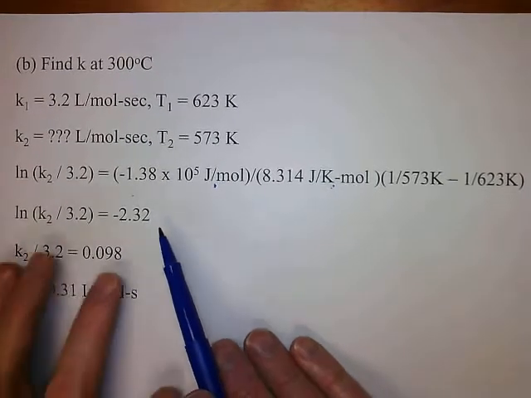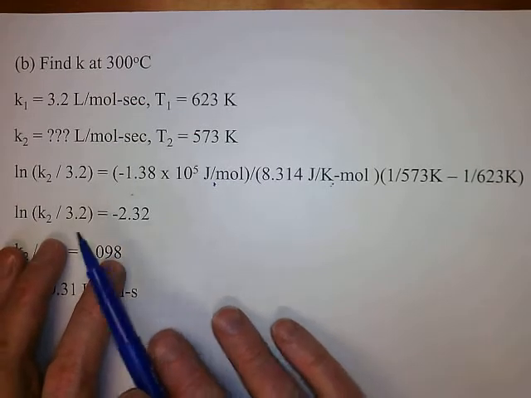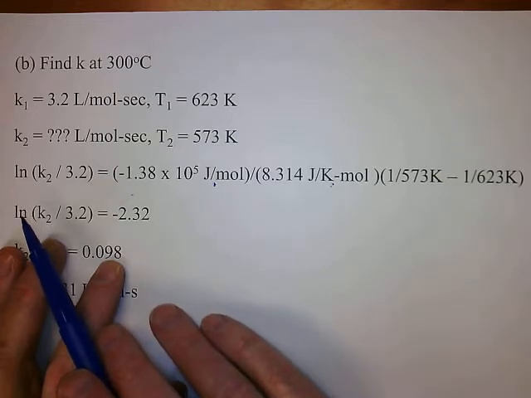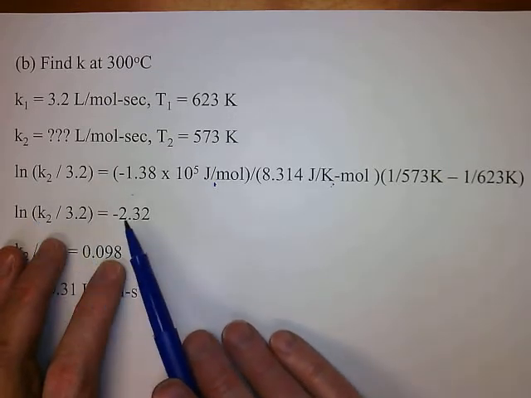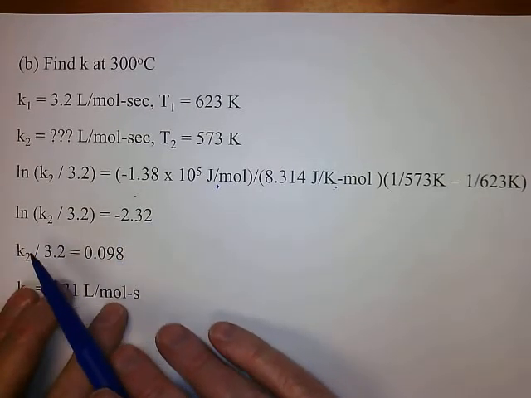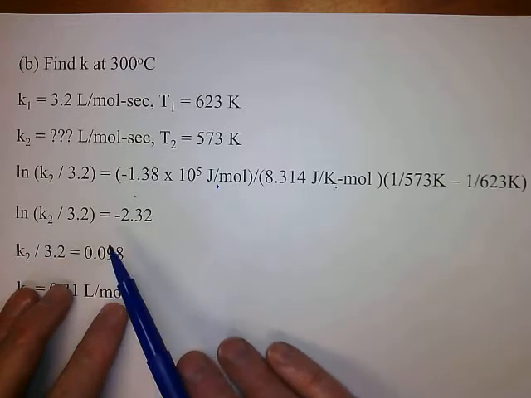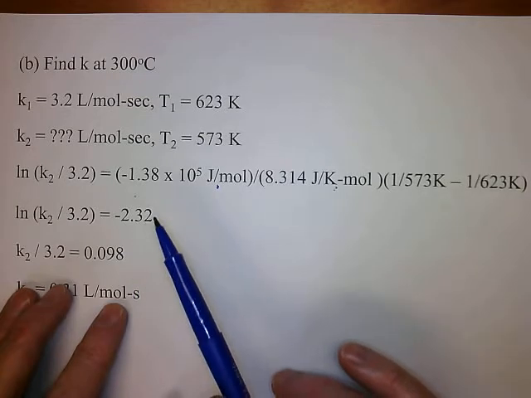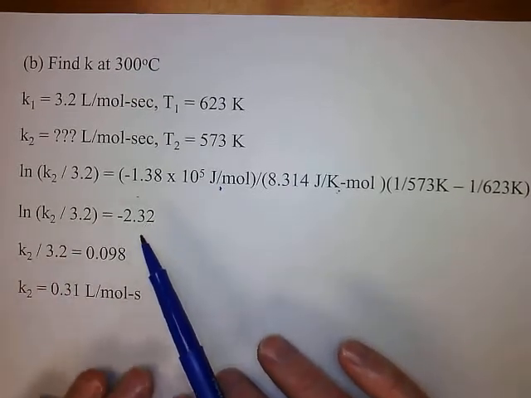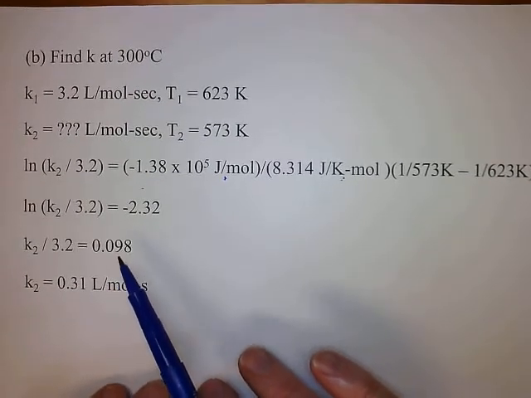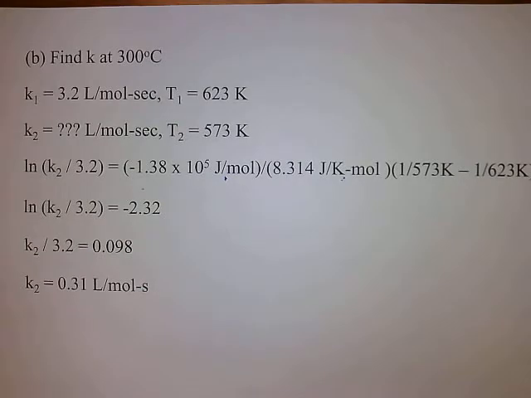Okay, so you should know how to solve this. We've done it a couple of times now. We've got to get rid of the natural log. We take the inverse natural log of both sides of the equation. So K2 over 3.2 is equal to the inverse natural log, or e raised to the negative 2.32 power, and you get 0.098. And K2 comes out to be 0.31 liters per mole per second.